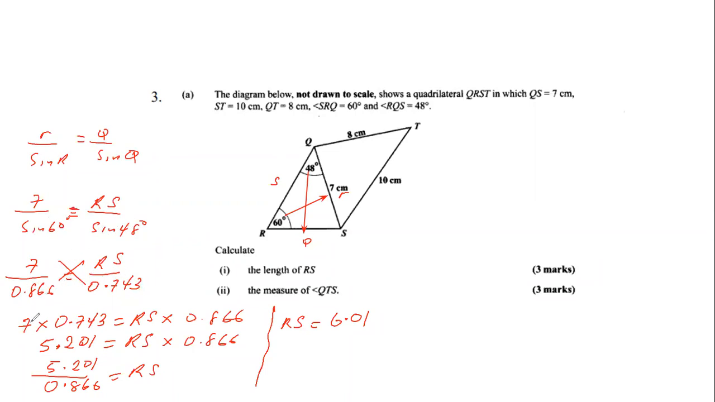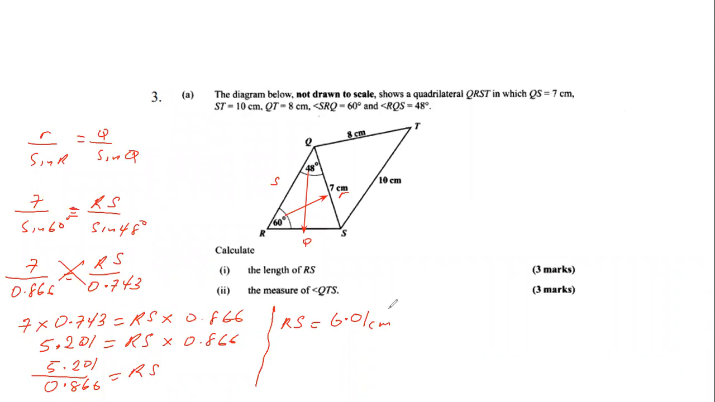When you cross multiply, we get 7 times 0.743 is equal to RS times 0.866. When you multiply 7 times this, you get 5.201, is equal to RS times 0.866. Now, remember, I want to find RS. So how do you find RS? 5.201 divided by 0.866. Then RS will give me 6.01 centimeters. Right. Tell me if you understand that.